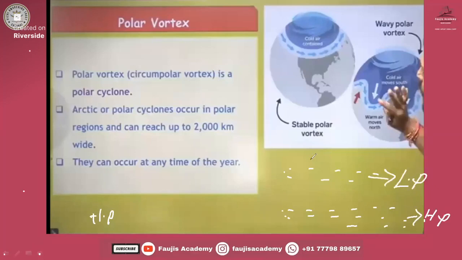So this is the formation of this pressure gradient force. This is known as the polar vortex. A polar vortex is a polar cyclone. Arctic or polar cyclones can occur in the polar regions, and they can occur at any time of the year.